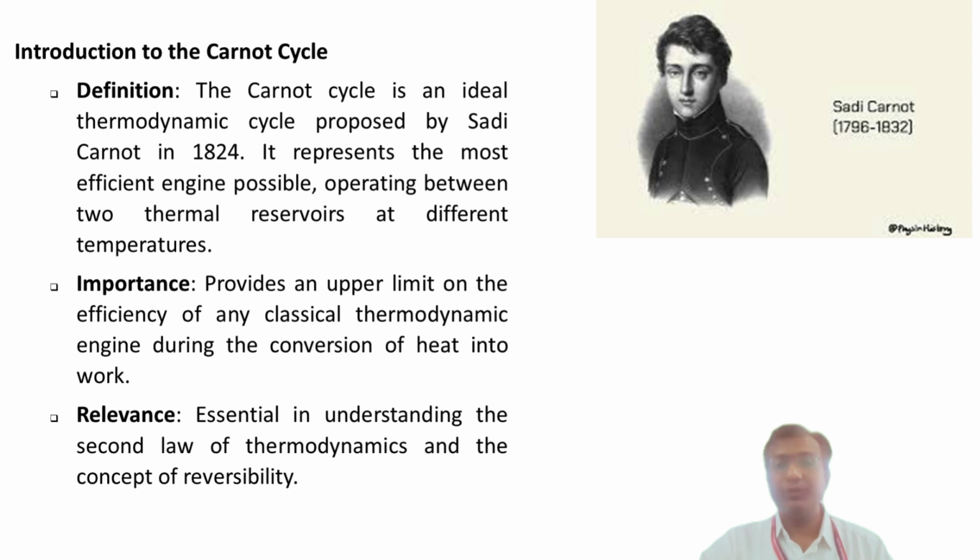Before we move on to the processes, let's make sure that we understand some key terms. The first one is the isothermal process. It is a process in which temperature remains constant. Second is the adiabatic process, a process where no heat is exchanged with the surroundings. And third is the reversible process, a process that can be reversed without any change in entropy. The Carnot cycle is made up of these reversible processes, which is why it is considered ideal.